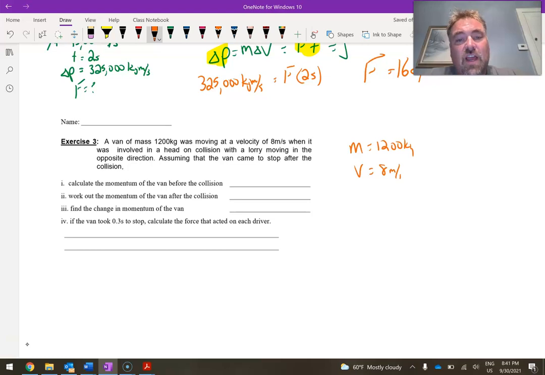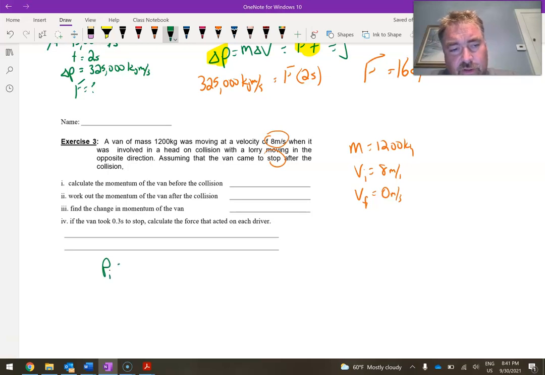Assuming the van comes to a stop, we had an initial velocity of 8, and now it comes to a stop. So I put in here that we have an initial velocity of 8 and a final velocity of 0 meters per second. That's everything I now know. They want me to calculate the momentum of the van before the collision. So I'll put that down here. This is P initial, because it's the mass times the initial velocity.